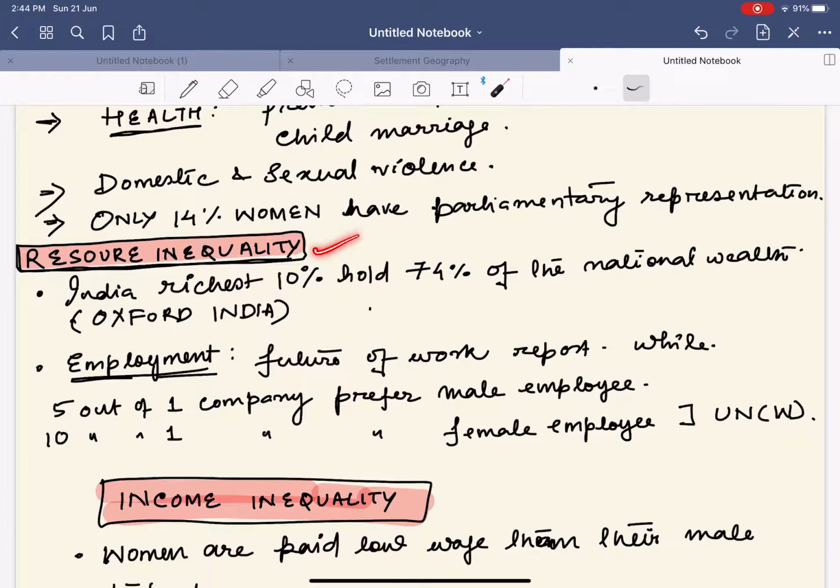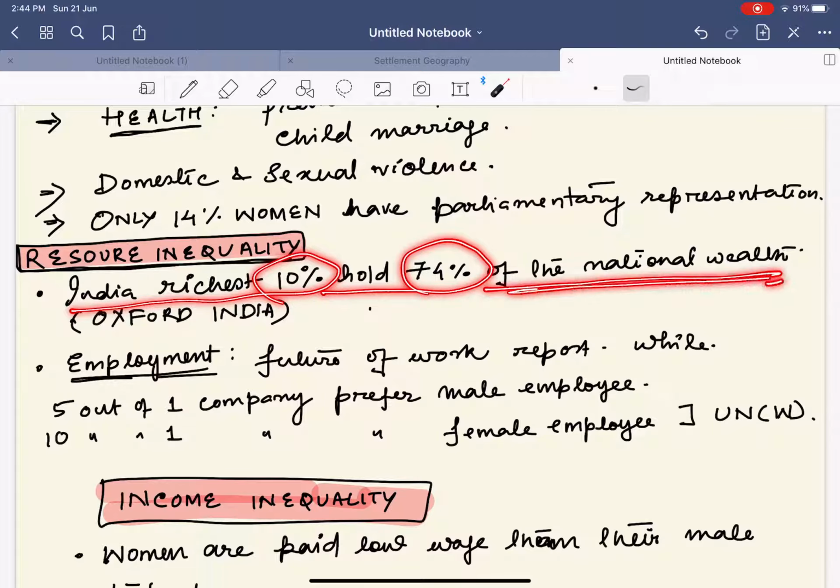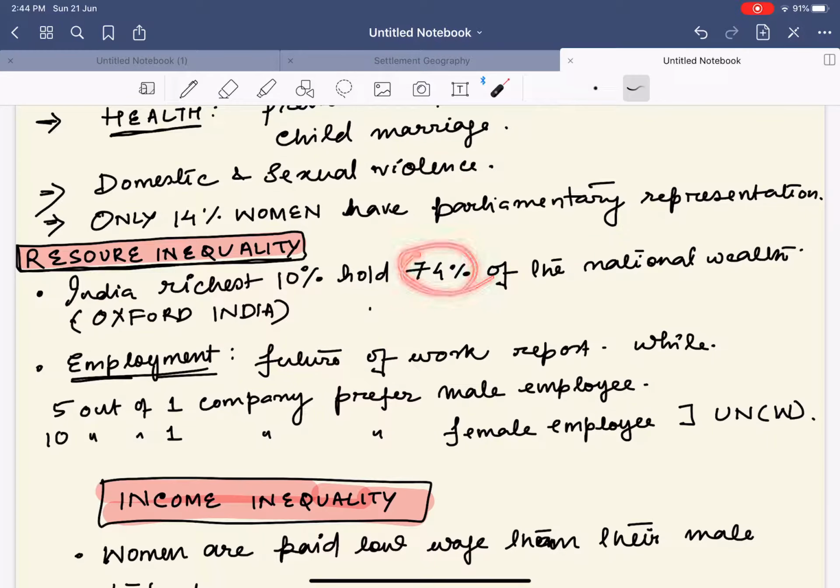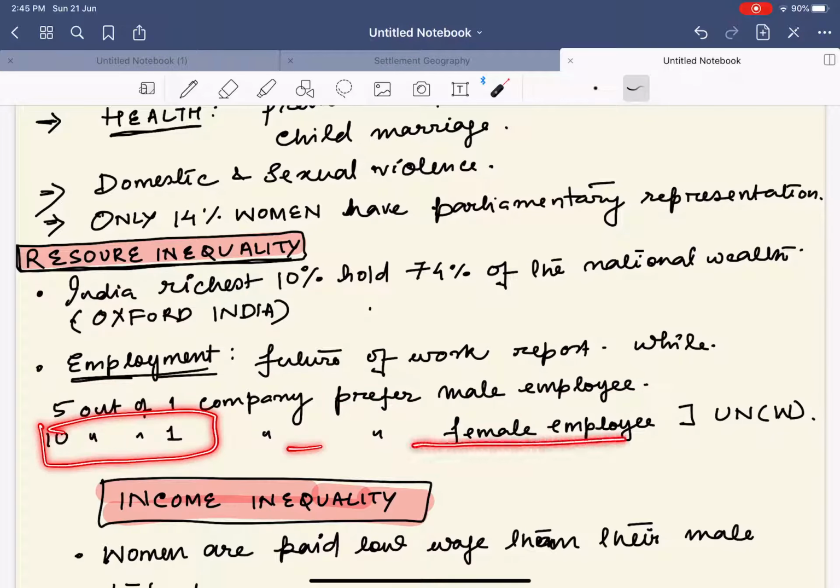Next, resource inequality. In resource inequality, first let us highlight that India's richest 10% holds 70% of the national wealth. Remember this, that this statistic can also be applied in your essays. This is as per Oxfam India research. It says that the top 10% of India hold 70% of the national wealth, and this is the biggest flaw. Next, with respect to employment opportunity, as per the Future of Jobs report, 5 out of 10 companies prefer male employees, whereas 1 out of 10 companies will prefer a female employee. I hope you understand this.